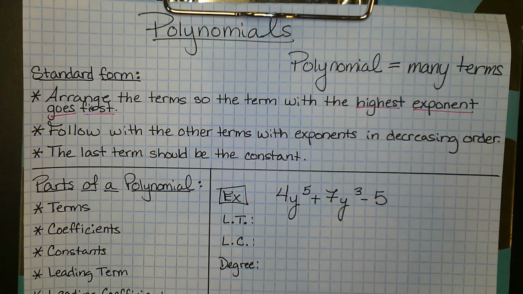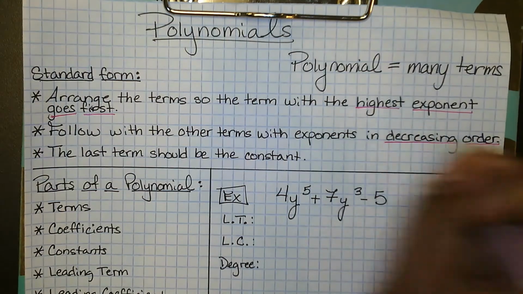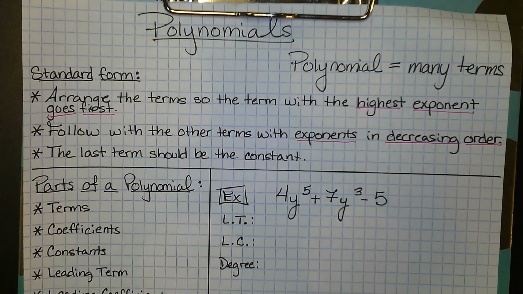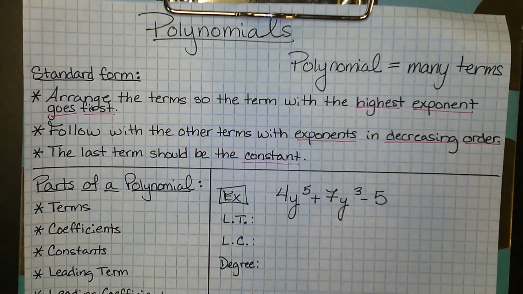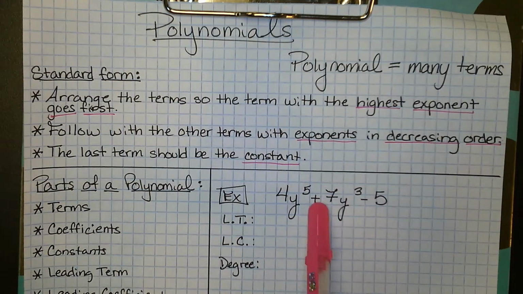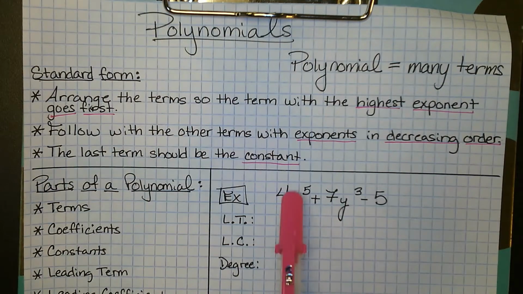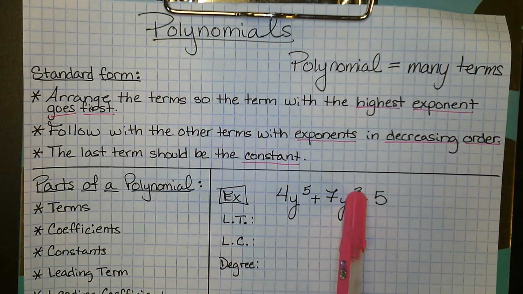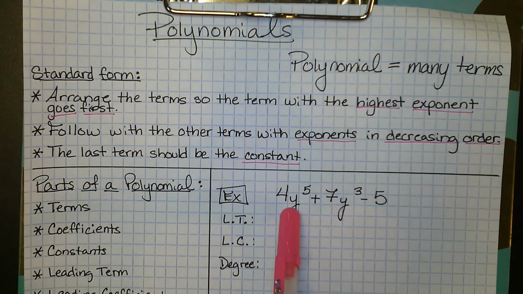Then we need to follow with the other terms with their exponents in decreasing order. Exponents in decreasing order. And the last term should be the constant, which remember, constant is just a number. Okay, so if we want to use this as an example, this expression, we want the first term to have the highest exponent. The exponent of this term is 5. The exponent of this term is 3. So the 5 was the largest, it goes first.